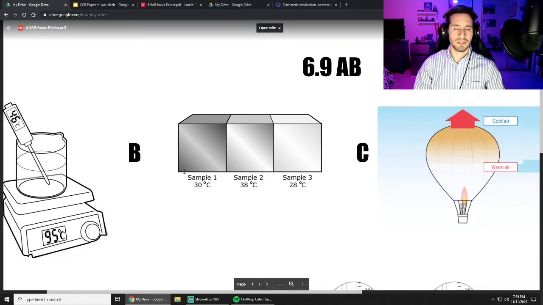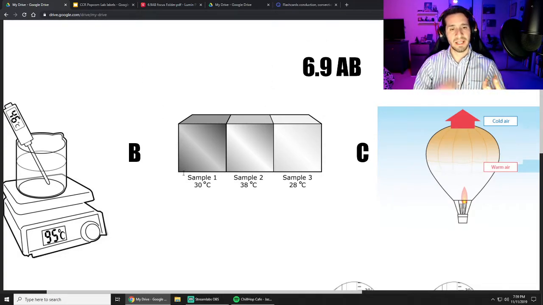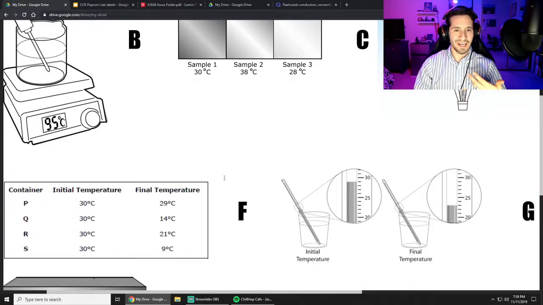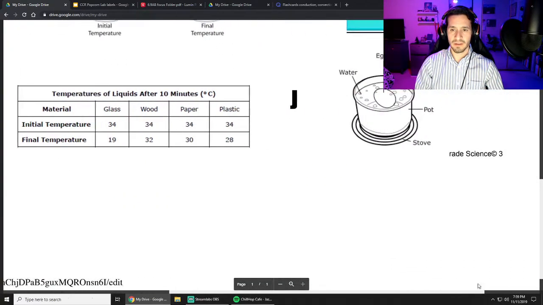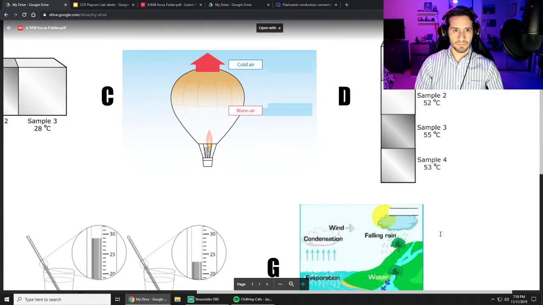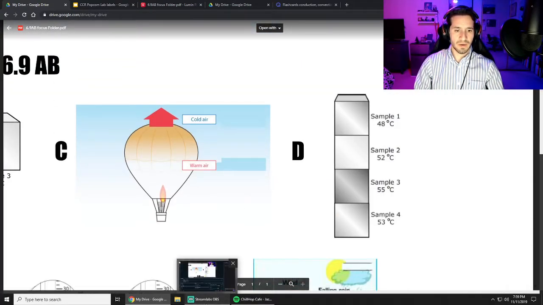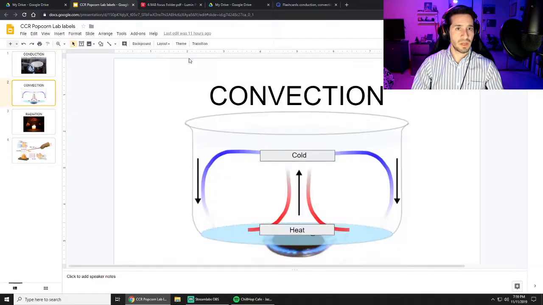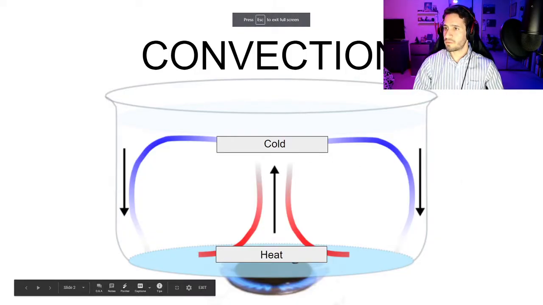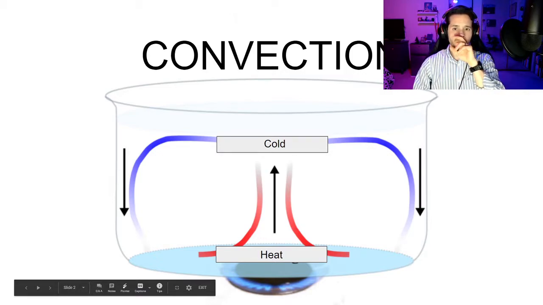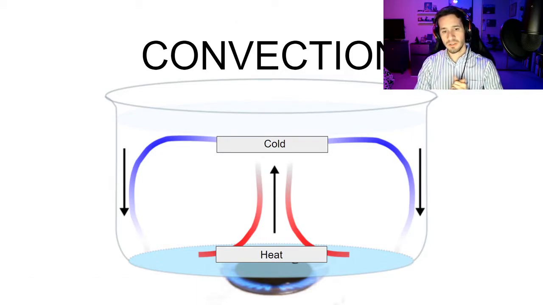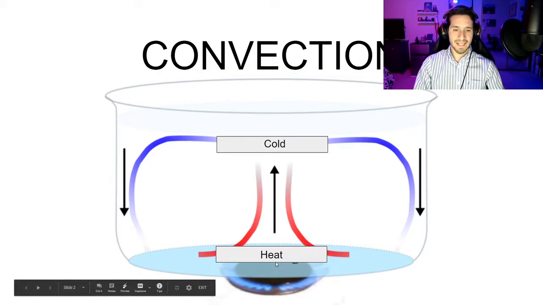Now let's go to convection. Convection happens only with gases and liquids. It is a little bit easier to explain when you see a graphic. Let's take a look at this one, because I know I had a really good explanation of this one right here. The heat source will be the bottom of your pan, your pot.